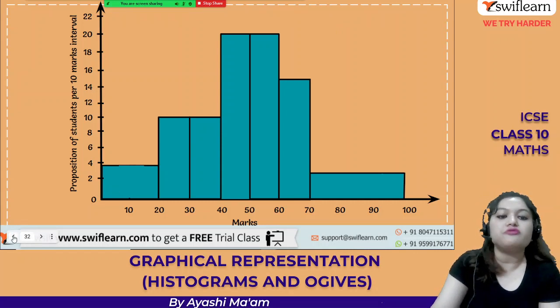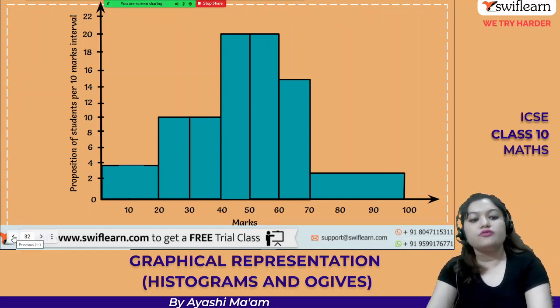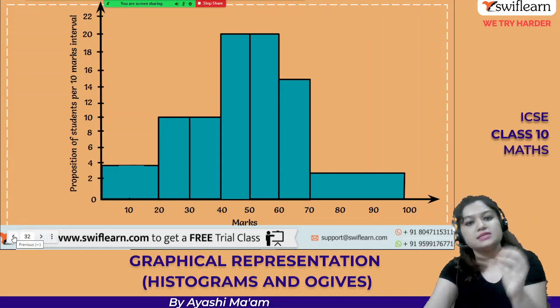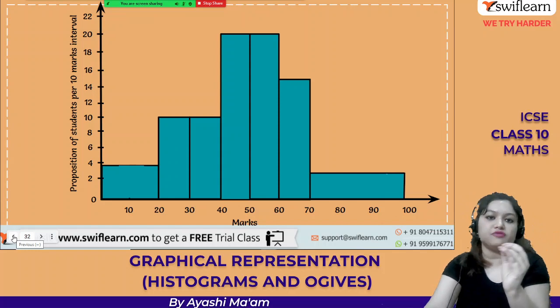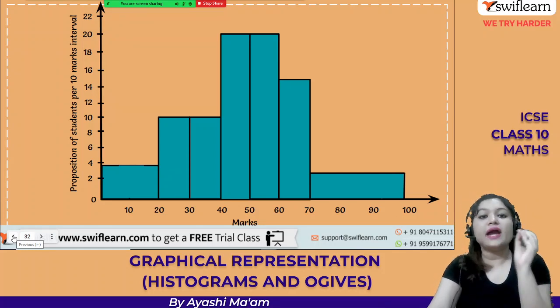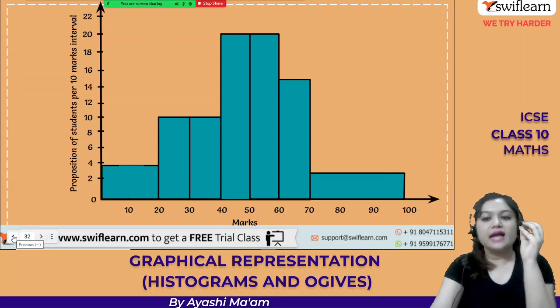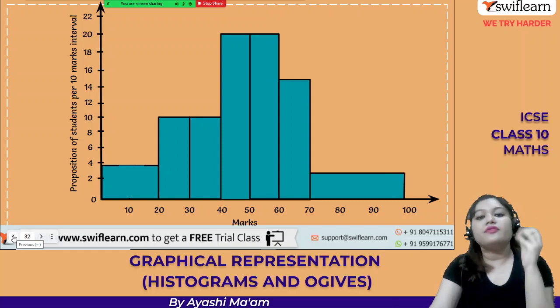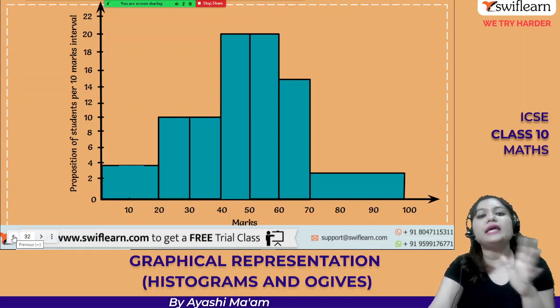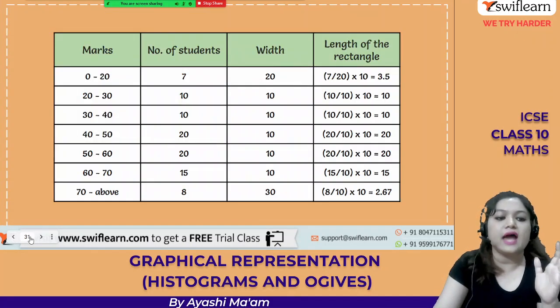This is how you will have to solve it. Whenever your widths are of varying lengths, you have to choose the minimum class size. Then you have to take each frequency and divide it. We are finding the frequency density, that is, we are taking the frequency and dividing it by the class width, and then we are multiplying it with the minimum class size, right? And that's how we are getting the answer.